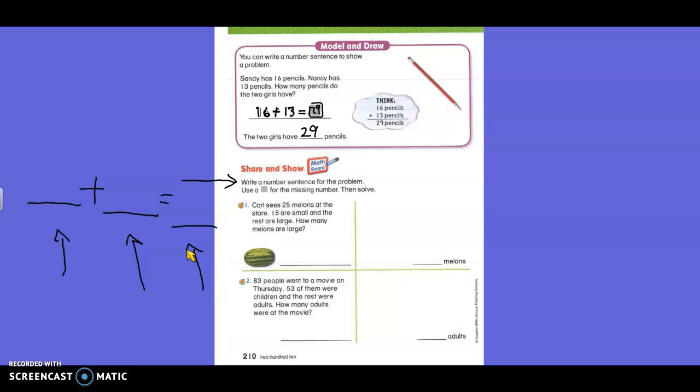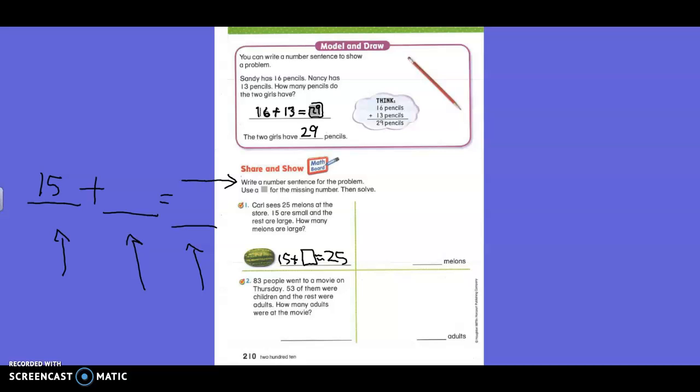For the answer. Yeah, that would be the end answer. So do that for right now. Okay, now we have to find the add-ins. So it says there's 15 small, right? So we can write 15 as the first number, but then you need a box for the large melons.